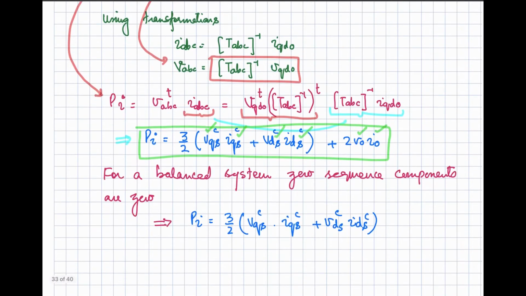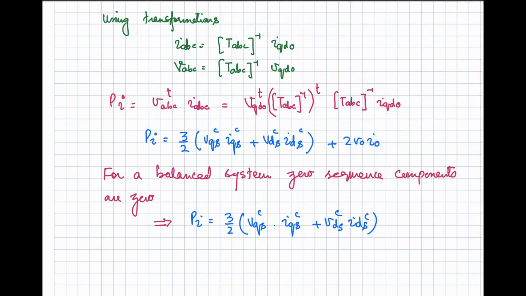Now for a balanced system, we know that the zero sequence components are 0. So this is 0, this is 0. So the power in the DQ frame of reference will be given by this equation. So this is the power equation for a three-phase machine represented in terms of DQ parameters, or you can say the three-phase machine converted into the two-phase equivalent machine.